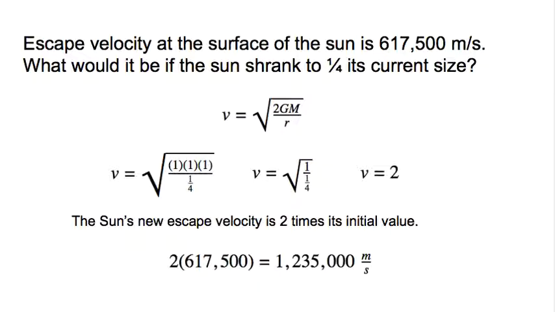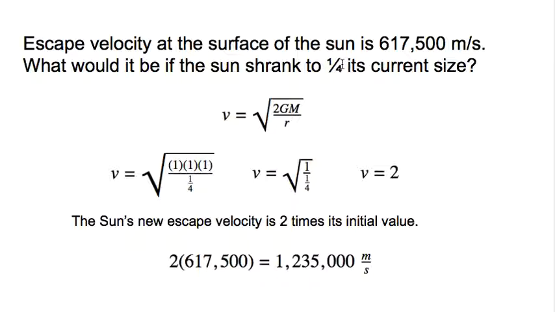Now, what if I did it with the sun, and tried a proportionality problem? What if I said the escape velocity from the surface of the sun is this, which is quite fast, almost 600 times what it is on Earth. Now, what if the sun shrank to 1/4 of its current size? What would its escape velocity be then?